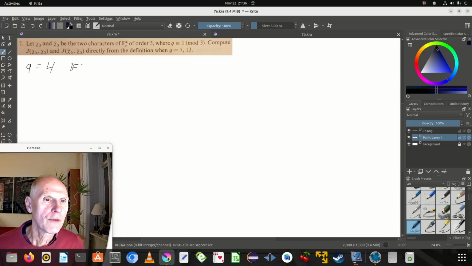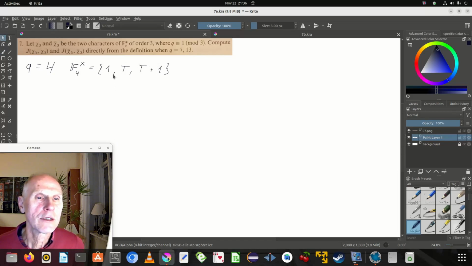So the multiplicative group contains 1, t and t plus 1. And both of these guys are generators. T squared is t plus 1, and t times t plus 1 must then give unity. And we define chi. So this one maps to omega, and this one to omega squared.